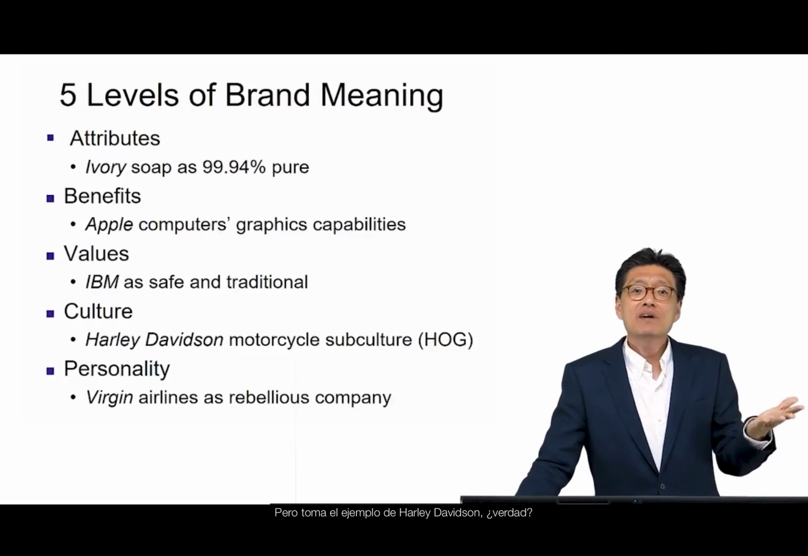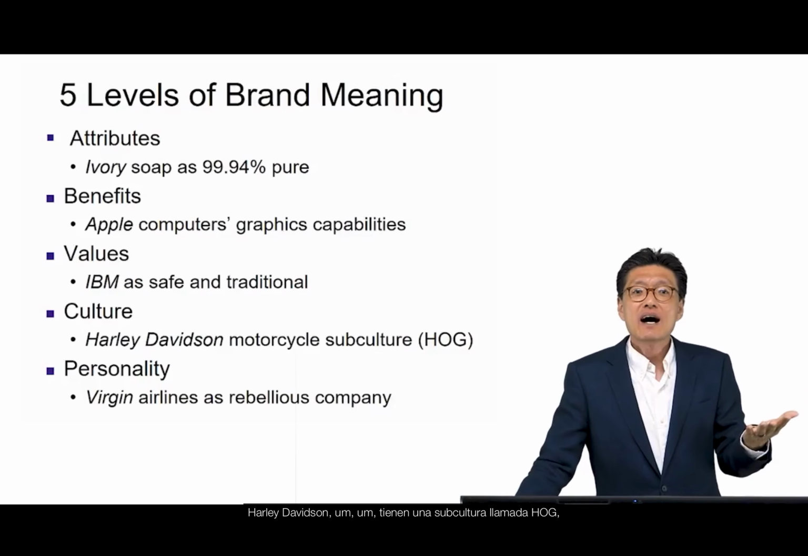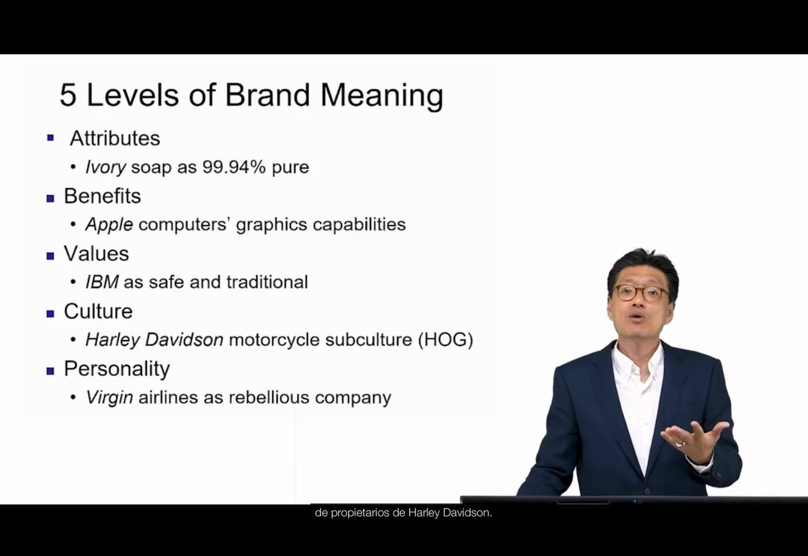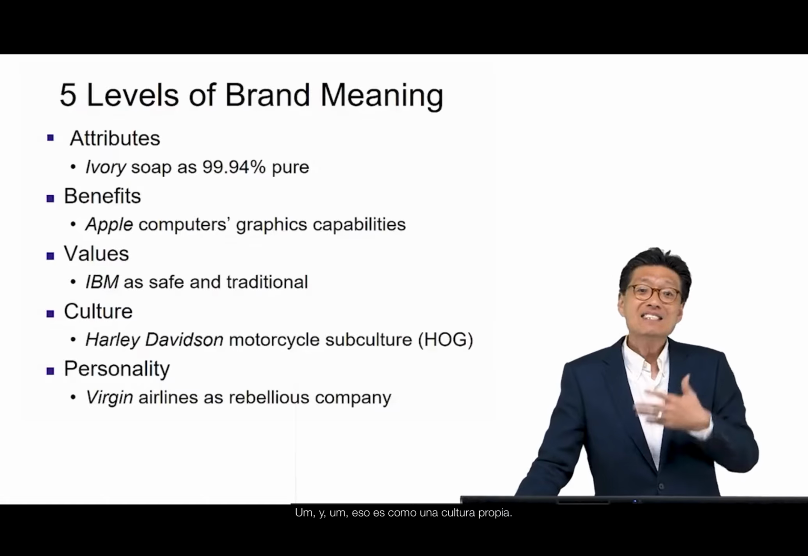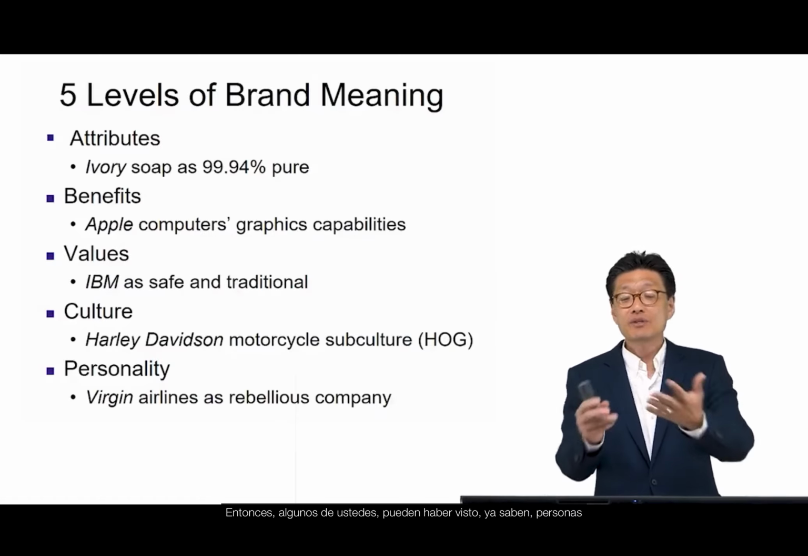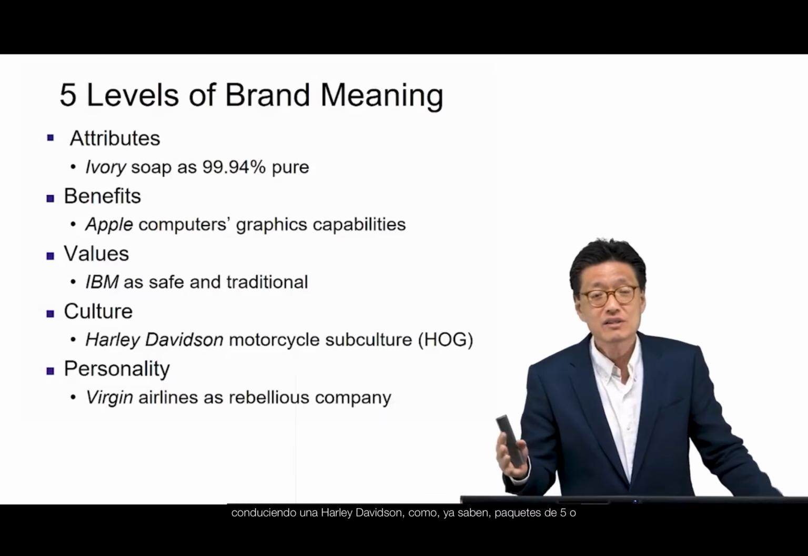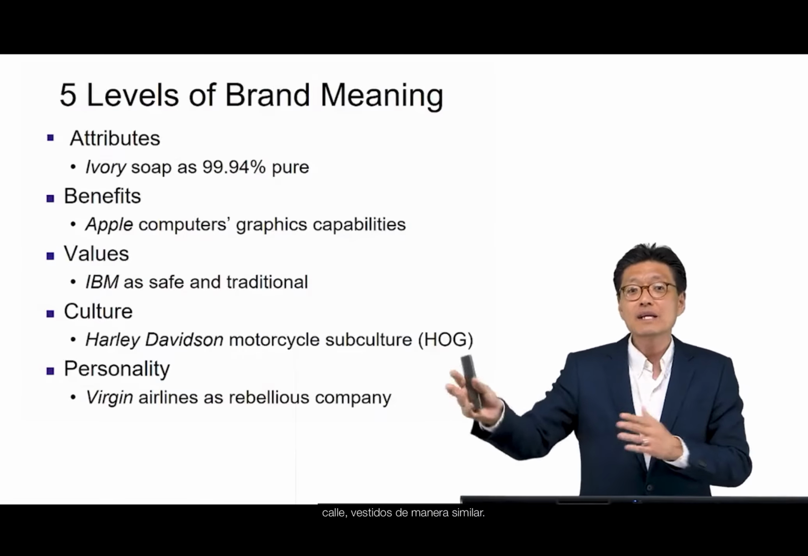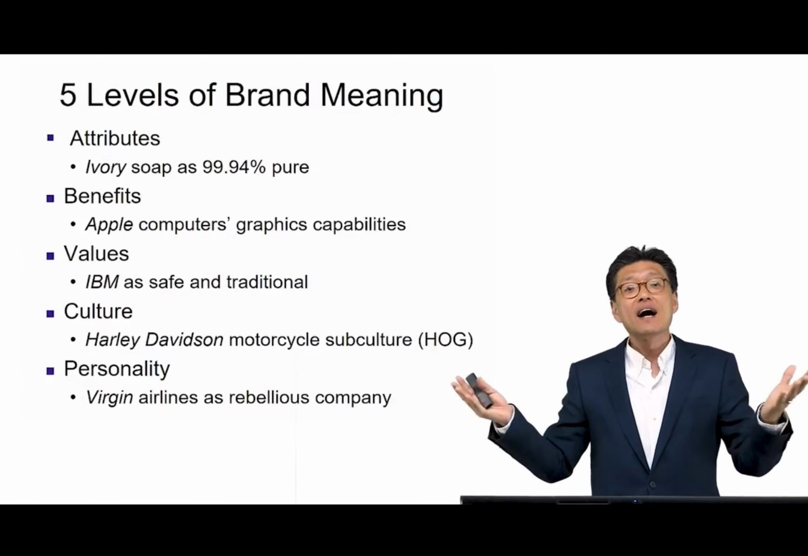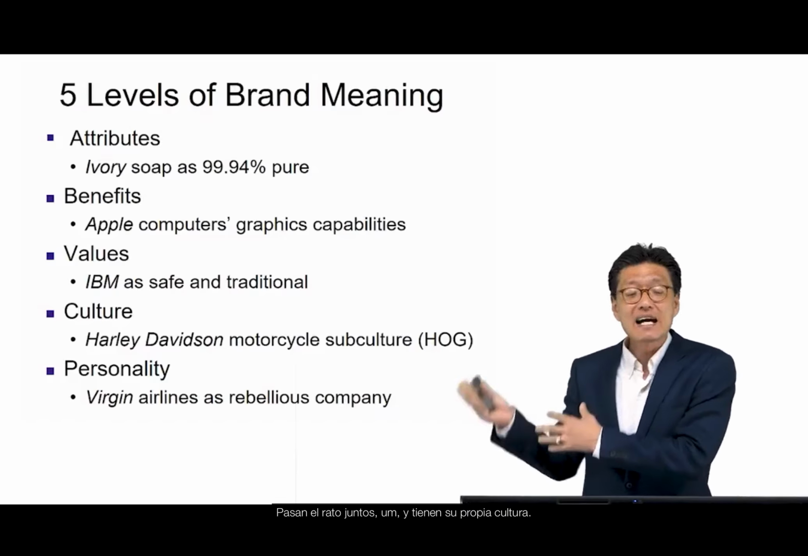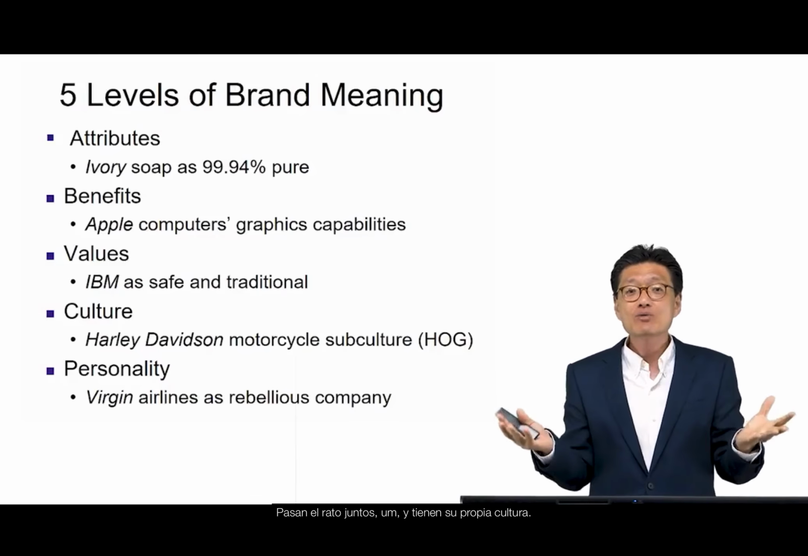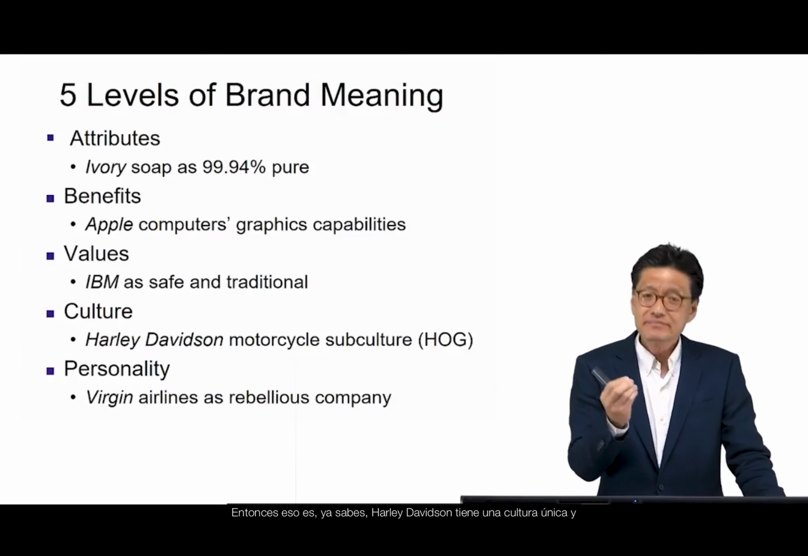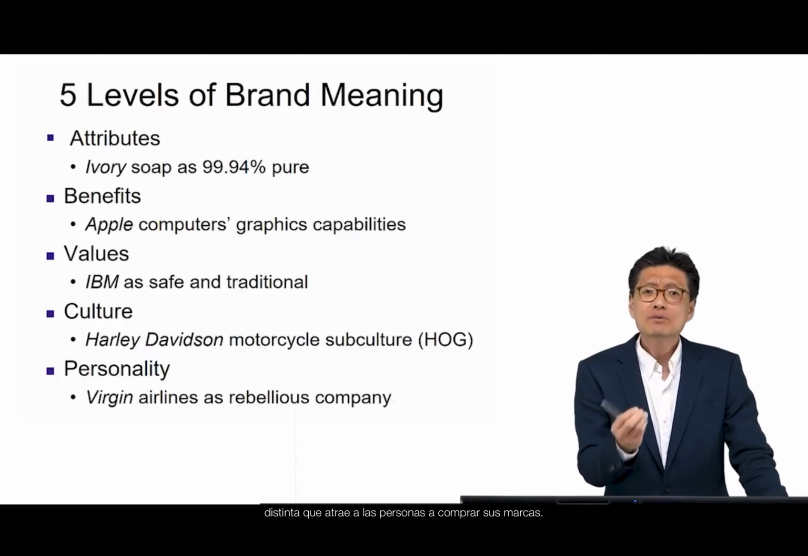But take the example of Harley Davidson, right? Harley Davidson has a subculture called HOG, H-O-G, Harley Owners Group, and that's like a culture of its own. You may have seen people driving Harley Davidsons in packs of 5 or 10, all grouped together driving on the highway or on the street, and they dress similarly. They look very similar. They hang out together, and they have their own culture. So Harley Davidson has a very unique, distinct culture that attracts people to buy their brand.